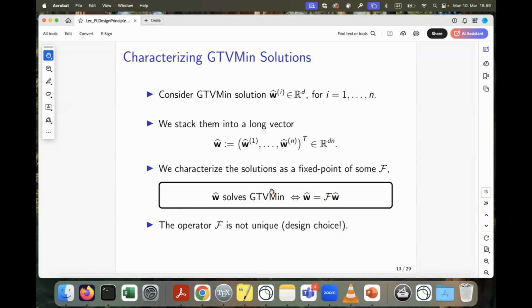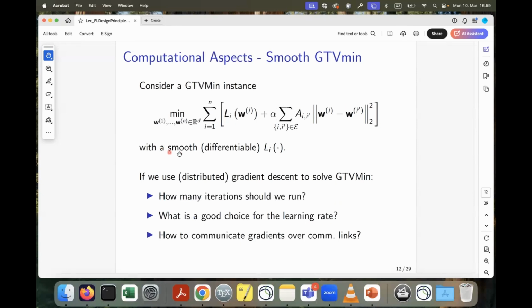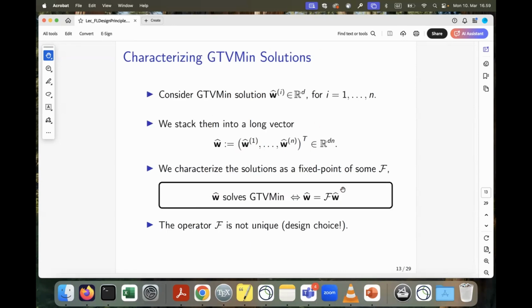So whenever we have a collection of local model parameters, sometimes I will stack those local model parameters into a single long vector for notation reasons. And we can then characterize a solution of GTVmin by a fixed point equation using some operator. As it turns out, this operator is not unique in general. It's a design choice. For one and the same GTV minimization problem, you can find infinitely many different choices for this fixed point operator.